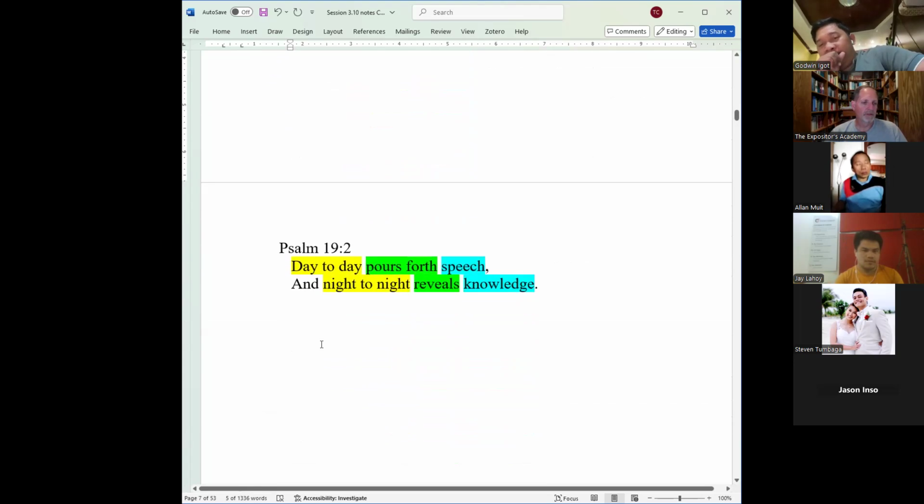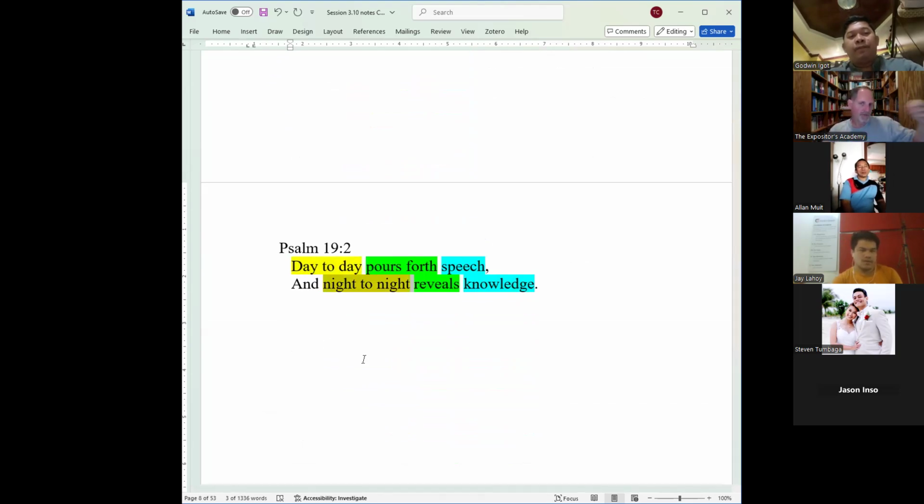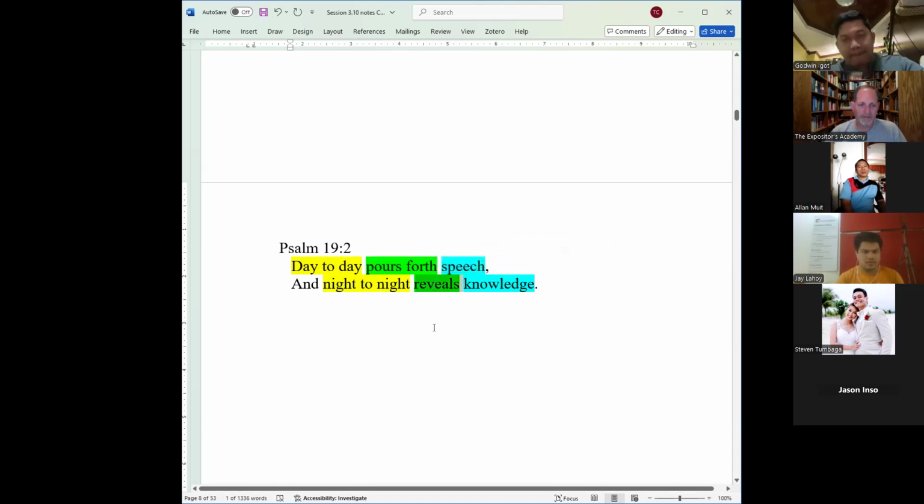Oh, here's one more example from Psalm 19. Day to day pours forth speech, night to night reveals knowledge. Again, notice the synonymous nature here. Day to day. Now, night to night is opposite, but notice the style, night to night, day to day. And then that's referring to a time reference, and both do that. Then you have pours forth versus reveals. Again, similar idea. Speech, knowledge, similar idea. So this would be synonymous.